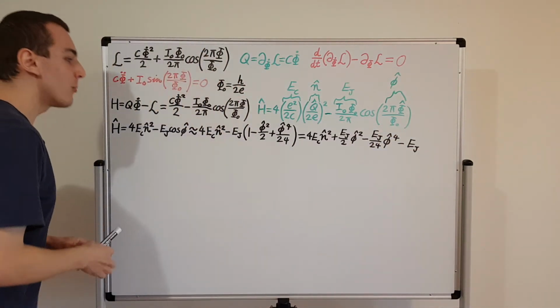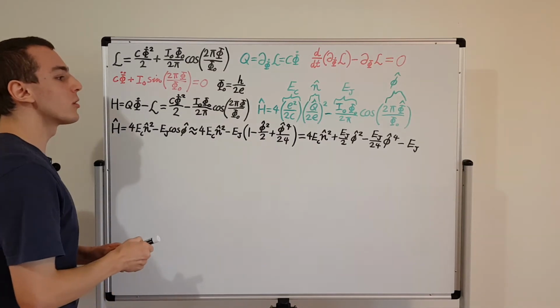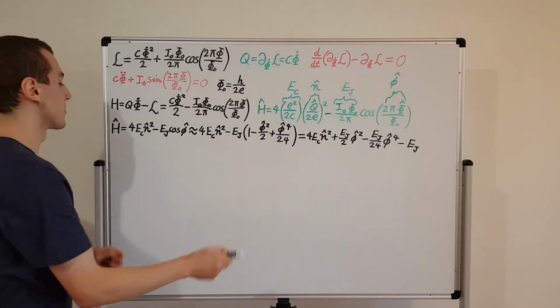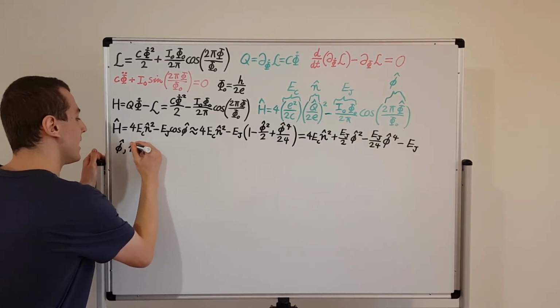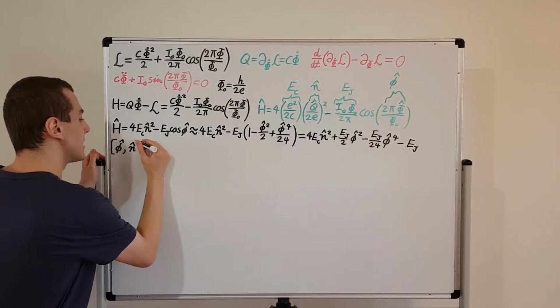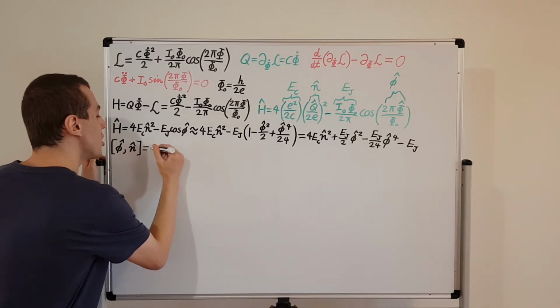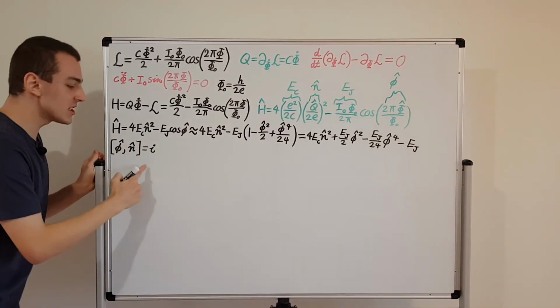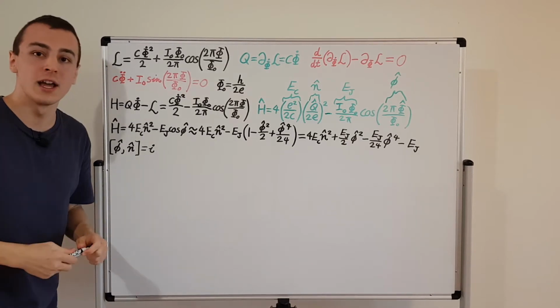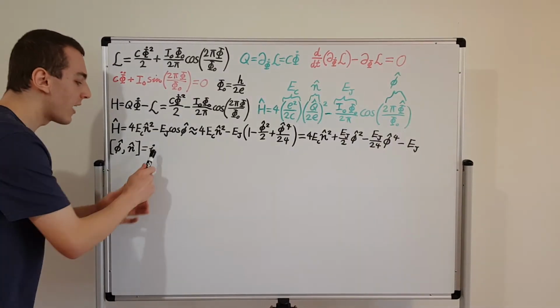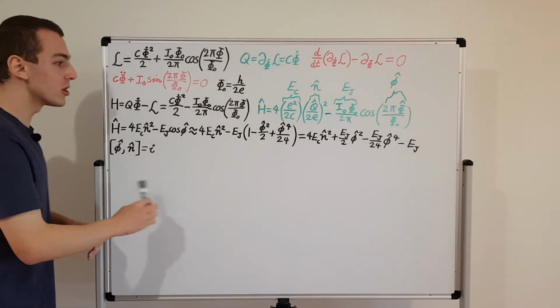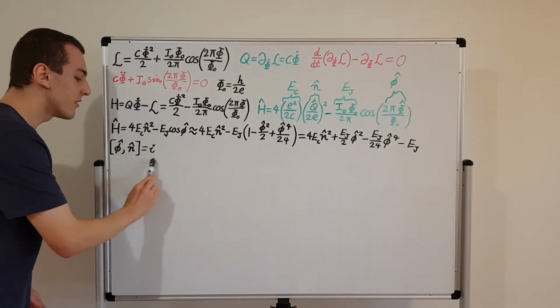So the next thing I want to do is write down a very important relationship between these two variables. We have phi and n. And if we take the commutator of these guys, we get the imaginary unit i. This is just like the canonical commutation relation between position and momentum. But for position and momentum, we would have i h bar over here. But because we've gotten rid of all the units, we just have i.